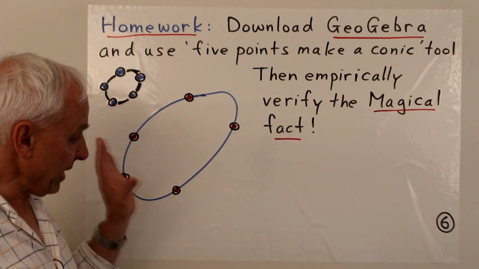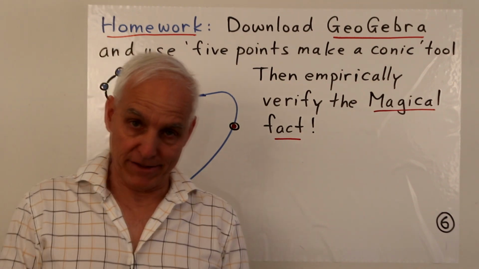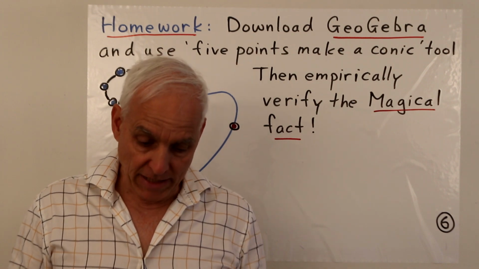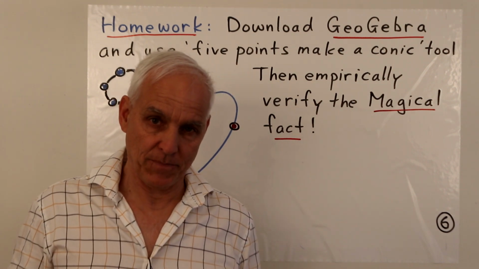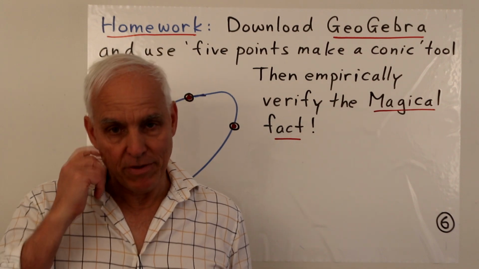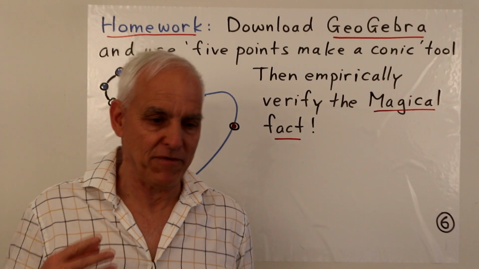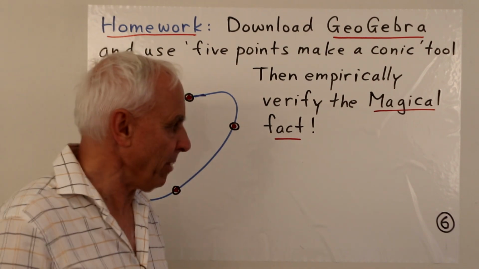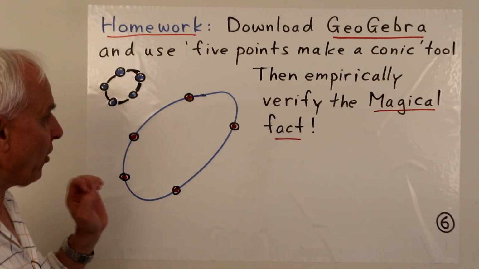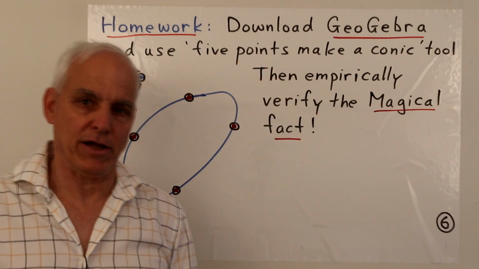And you can make an exploration, and I want you to empirically verify the magical fact. So that involves, first of all, cooking up a conic section. And how do you cook up a conic section? Well, there's a kind of a third way of thinking about a conic section, which we're going to talk about more, but it relies on the following crucial fact, that 5 points actually make a conic.